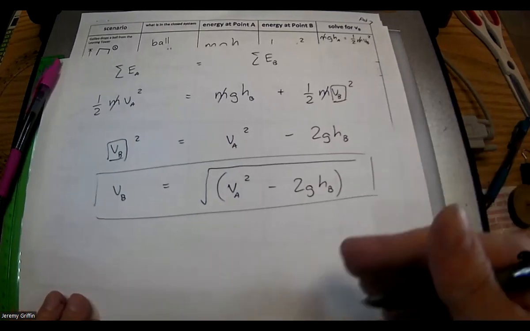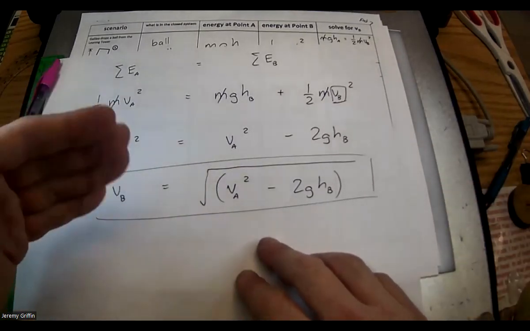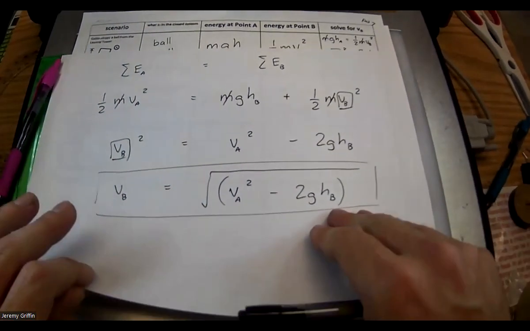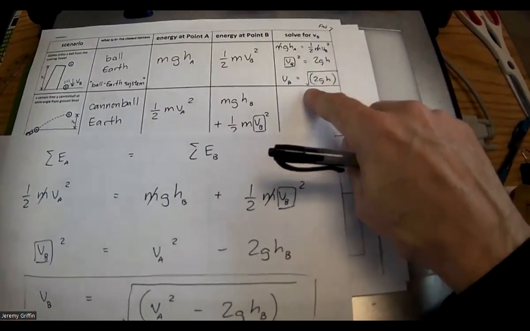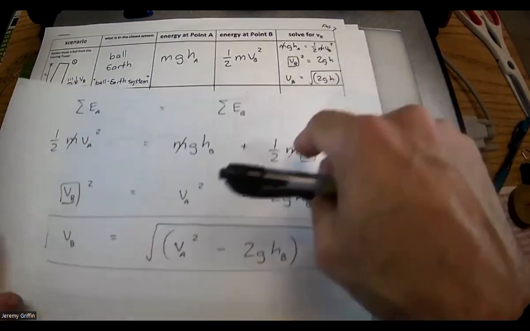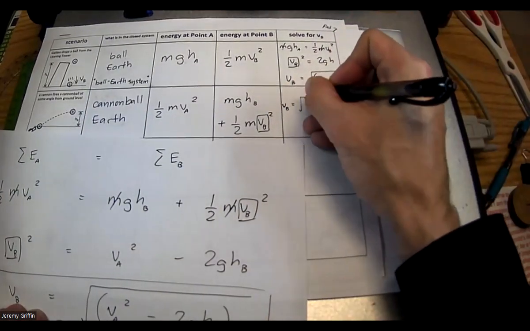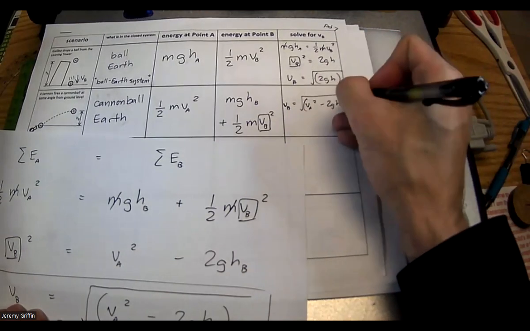Now, the information you lose is directionality information. So I don't know which way this is going. It could be going on the way up, or it could be coming on the way down. But this is the speed it would have. I can say speed. So solve for V sub B. The answer is just what I boxed in right here. The speed at point B is the square root of the blast speed squared minus 2GH, the square root of all that.